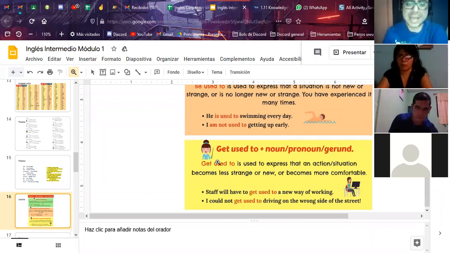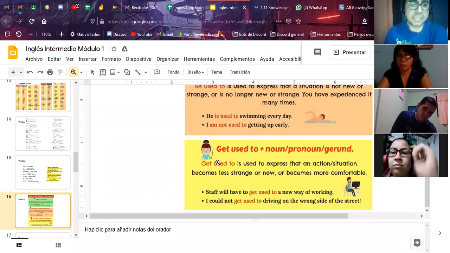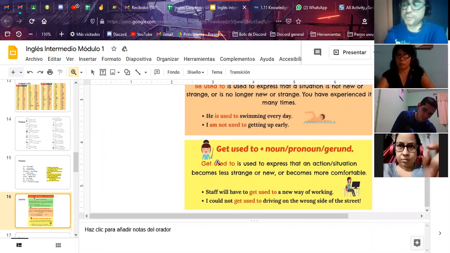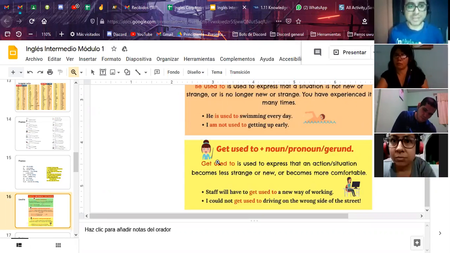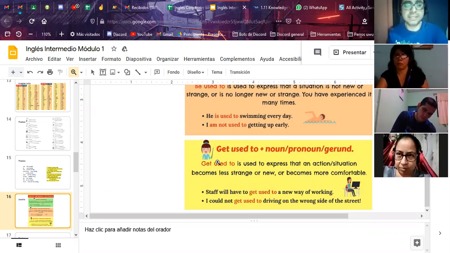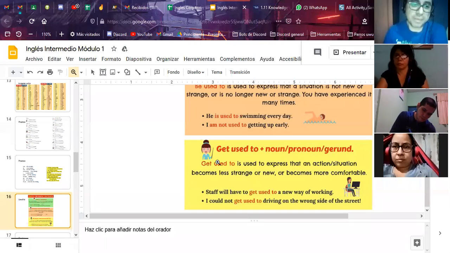So the other one says, I could not get used to driving on the wrong side of the street. That is very common, actually. I mean, if you go, for example, to England, in England, you drive on the other side, right? So somebody could say this. I could not get used to driving on the wrong side of the street. No podría acostumbrarme.